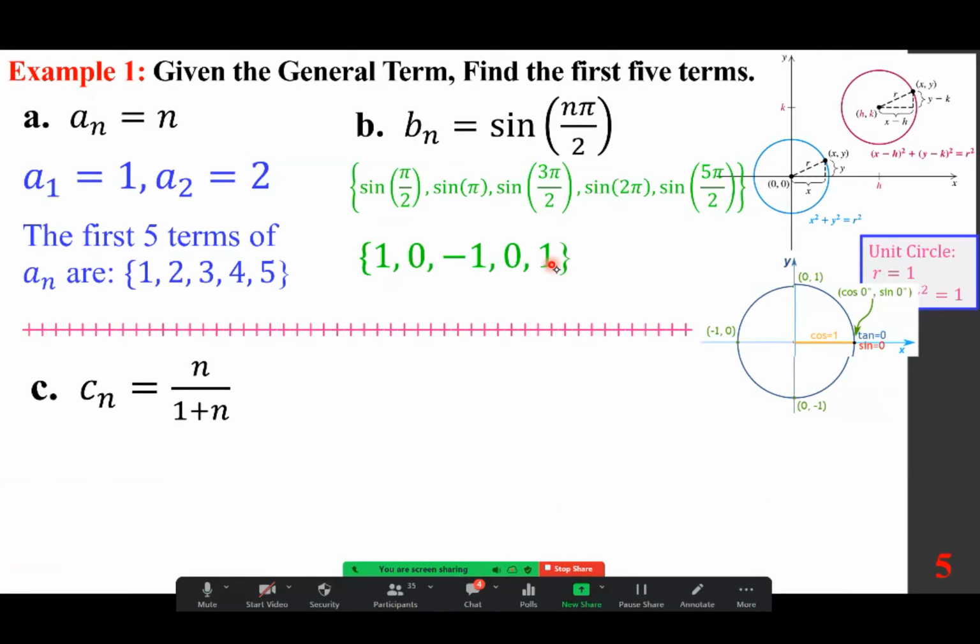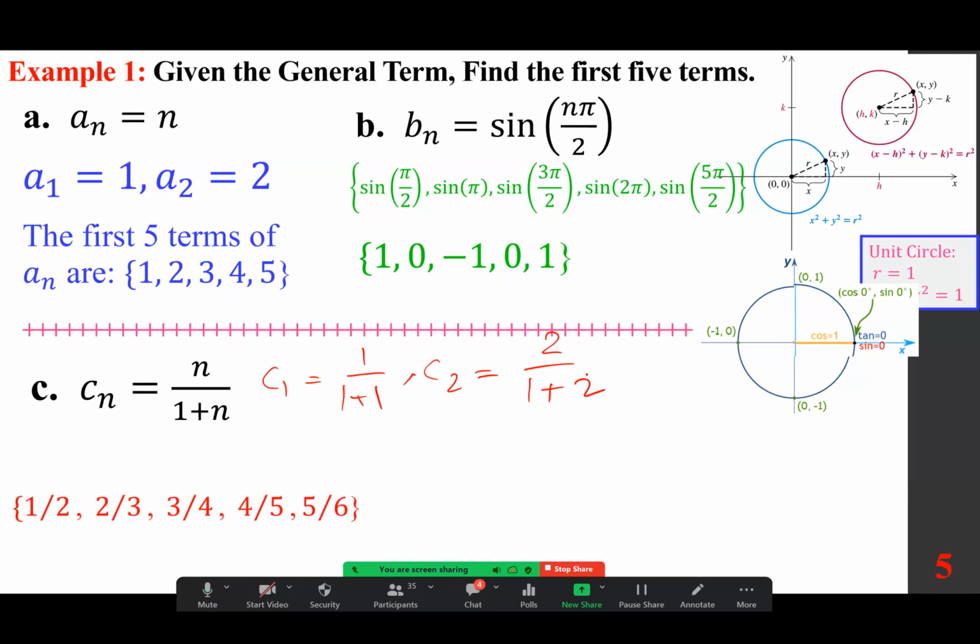I hope everybody can see, basically replace the n with 1. If I replace the n with 1, c sub 1 is 1 over 1 plus 1, which makes it 1/2. For c sub 2, replace the n with 2, right? 2/3, and the rest of it. Very straightforward.